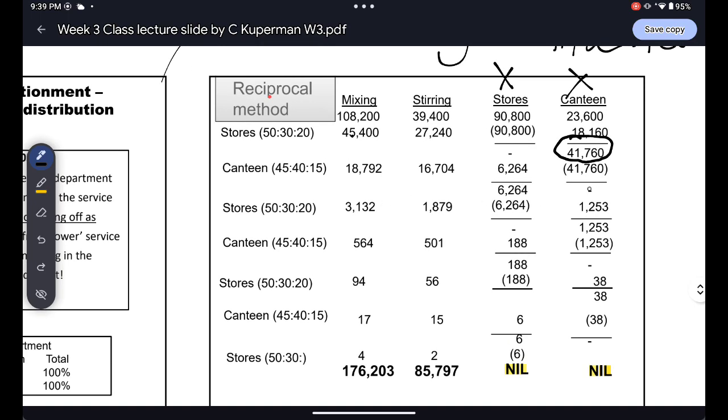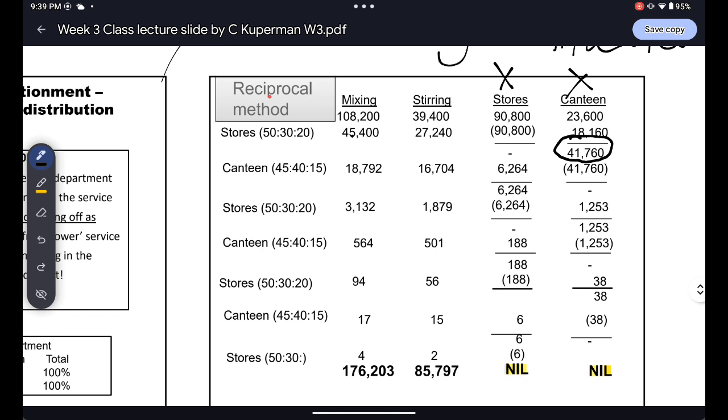But now Canteen's turn to give money. Canteen, although we closed off he had 0, stores gave him money, isn't it? So now he has 1,253. Close that off, split it among the 3 in the ratios. But now stores' turn to give money. Stores has 188 from the last share from Canteen. So now we close 188 and we split it among the 3.